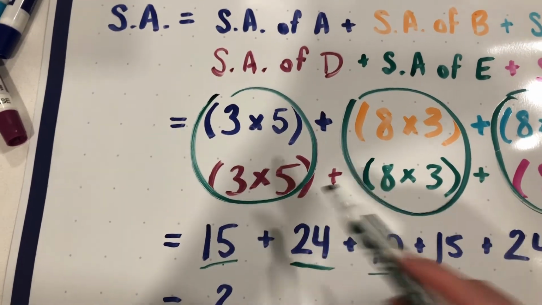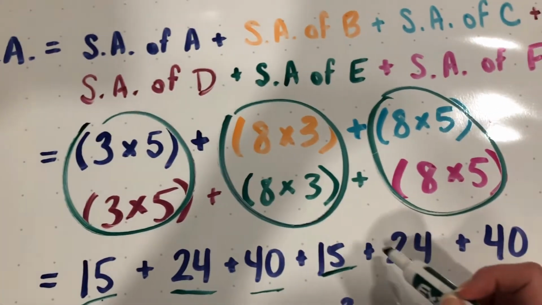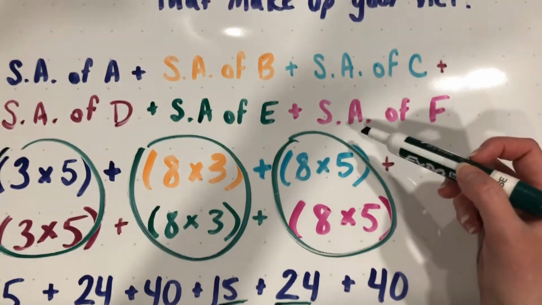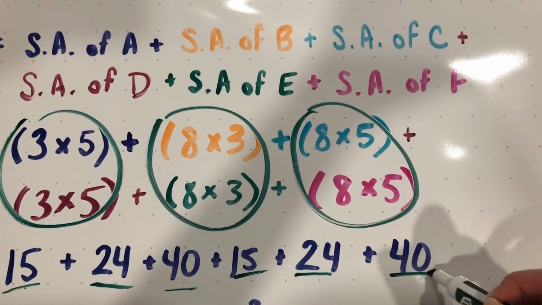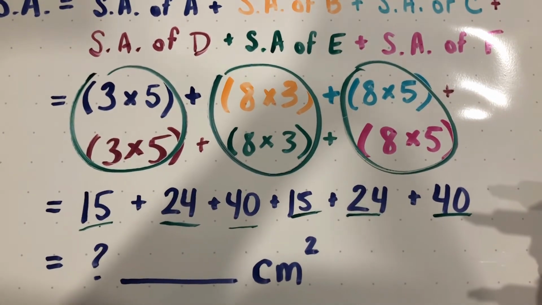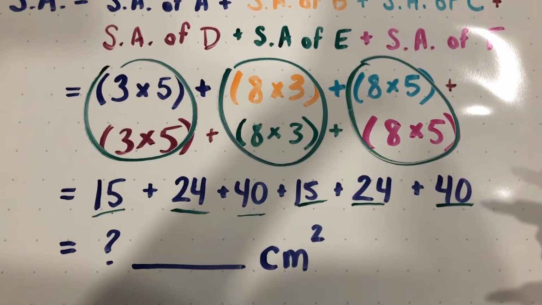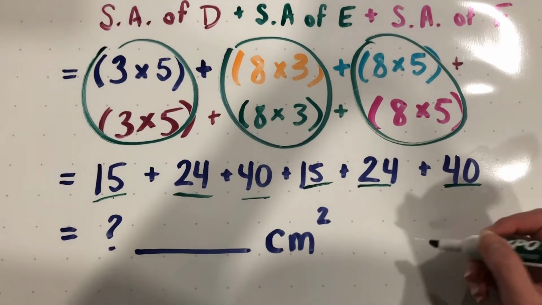So surface area of D, again, is 15. Surface area of E, 8 times 3 is 24. And surface area of F, 8 times 5 is 40. So now we need to talk to Calculator Ben and see what our final answer is. Or we can put our mental math to the test.